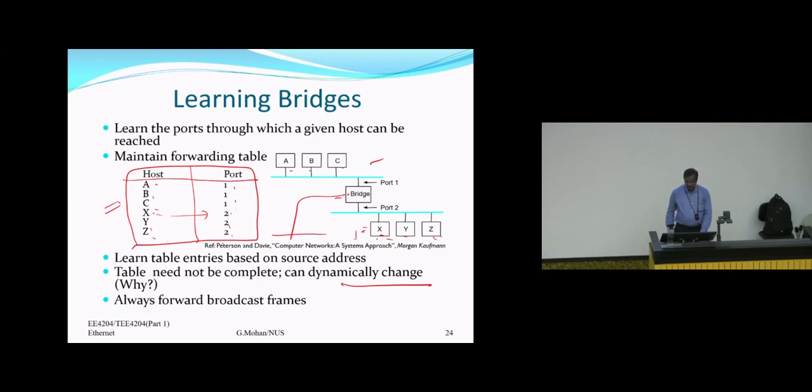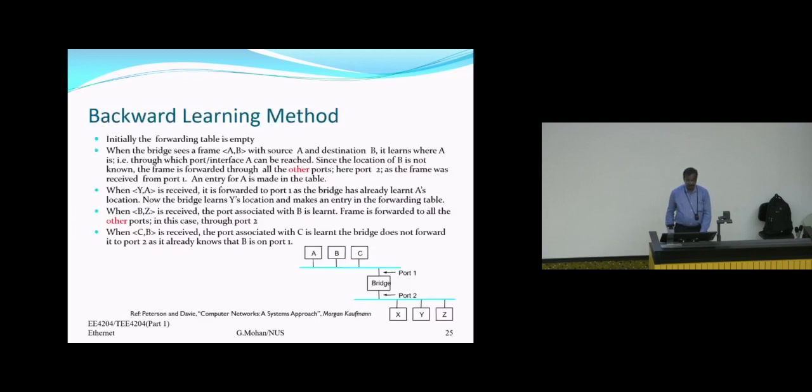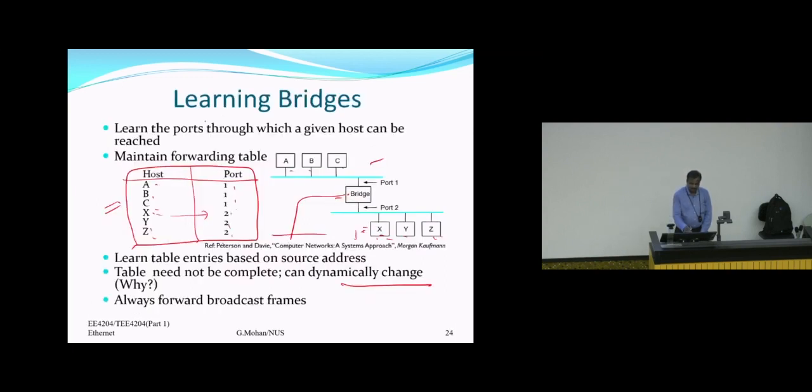This is done by what is called the backward learning method. In that sense, they are called learning bridges. So now they are going to learn the forwarding table entries. They are going to learn that A, B, C are located on this side, X, Y, Z are on this side. So how is it going to learn?